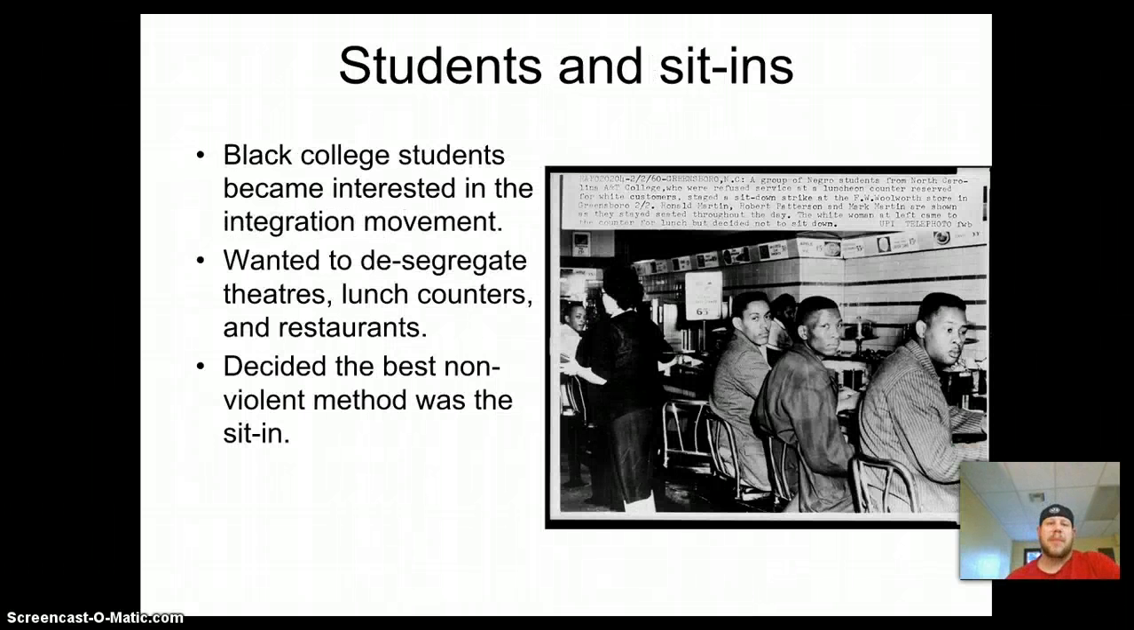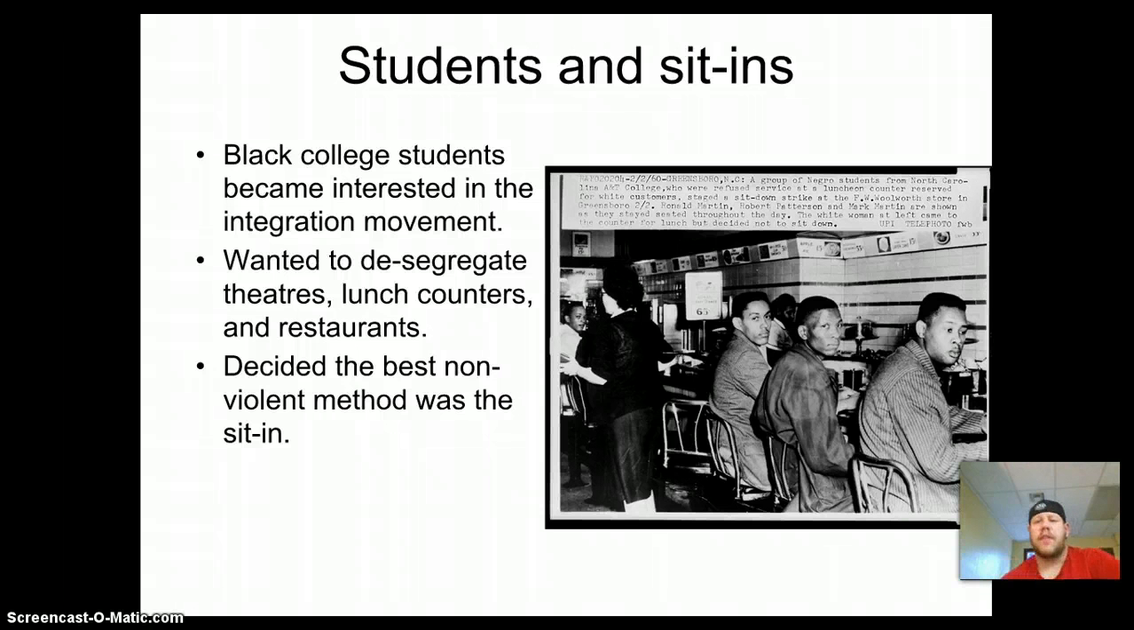A lot of student sit-ins happened too. The idea of sit-ins got big and popular here. A lot of black students in college became really interested in the movement, and they wanted to desegregate some of the public places. The big stores, like department stores, would have a little lunch counter. You'd buy burgers and that kind of stuff there, and they were segregated, with a white section and a black section. Restaurants had white restaurants and black restaurants. In theaters, the black section was usually up in the balcony.